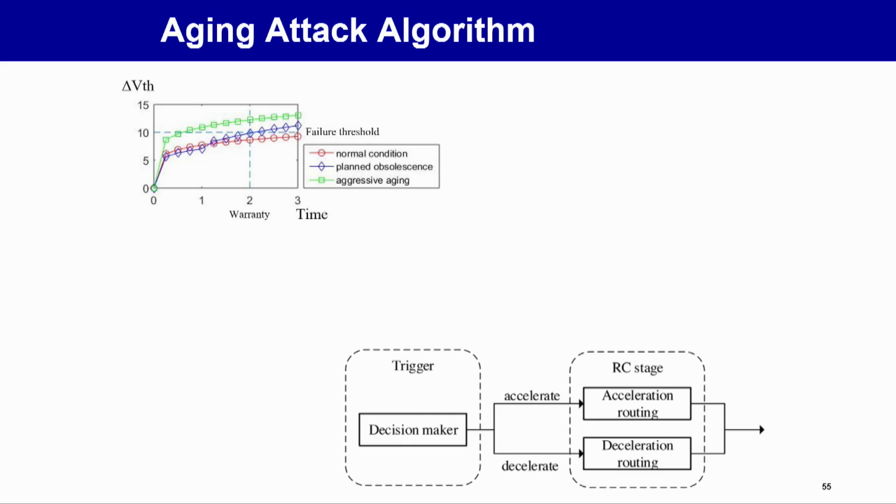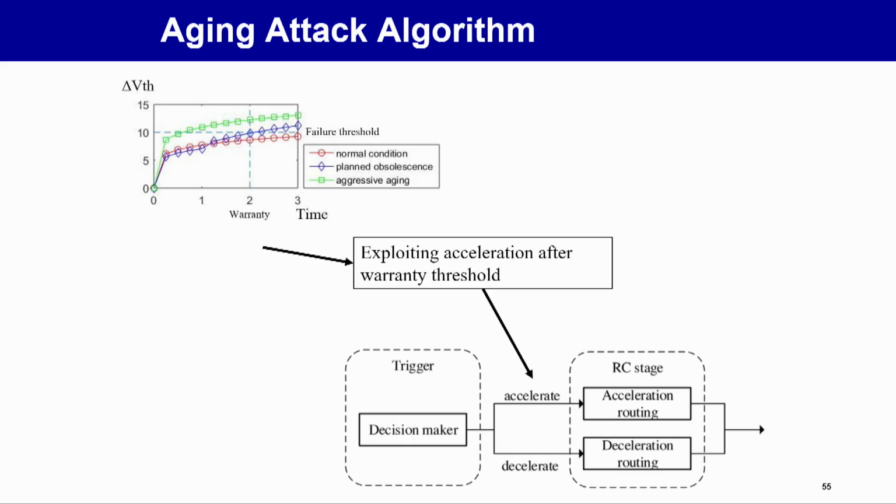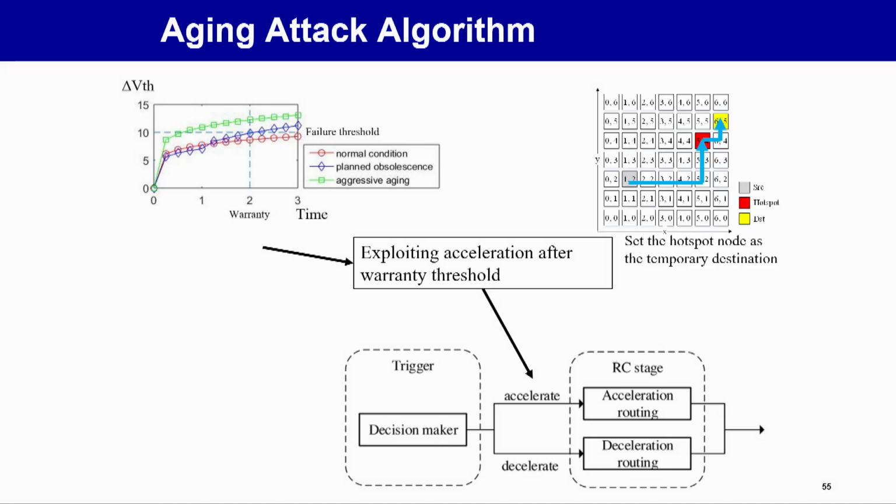Okay, so this can be exploited to accelerate the aging just after the warranty period. Similarly, before the warranty period, companies may try to decelerate so that it reaches the threshold point just near the warranty point, not much faster. So if you want to accelerate, this is how you can do it.